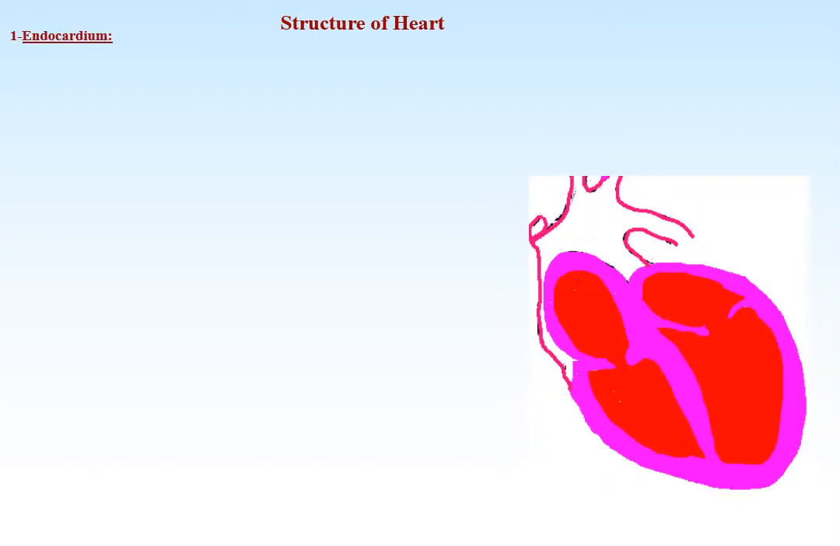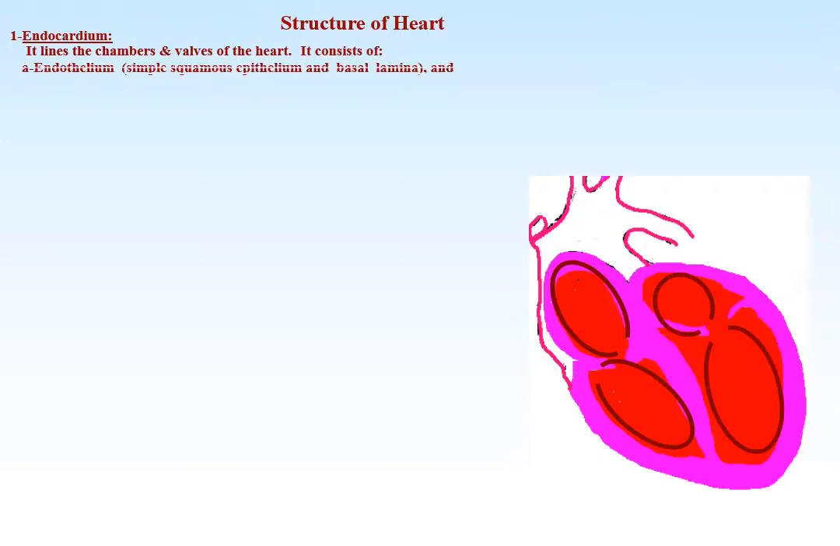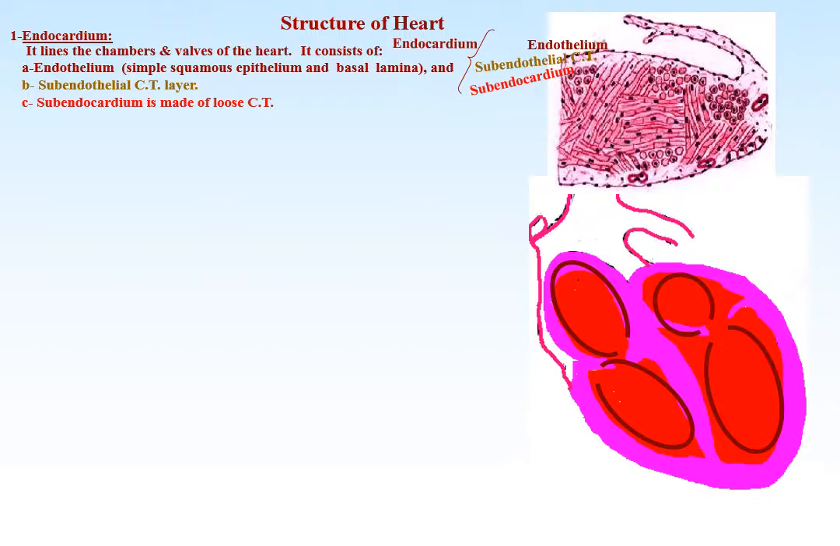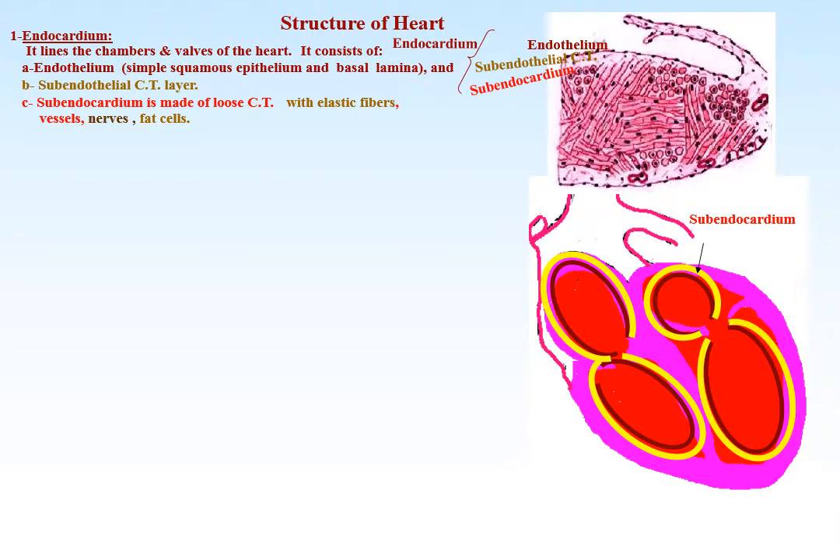Endocardium lines the chambers and valves of the heart. It consists of endothelium, which is simple squamous epithelium and basal lamina, and subendothelial connective tissue. The subendocardium is made of loose connective tissue with elastic fibers, vessels, nerves, fat cells. In the ventricles, however, it contains also specialized cardiac muscle fibers. Subendothelial connective tissue binds the endocardium to the heart muscle.